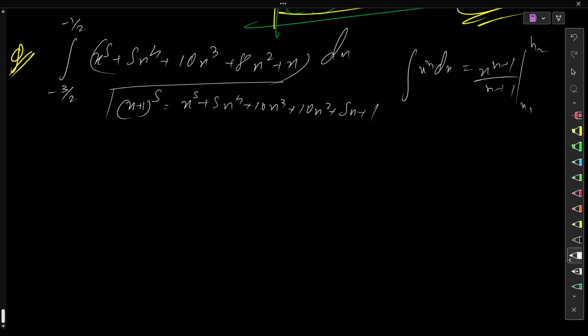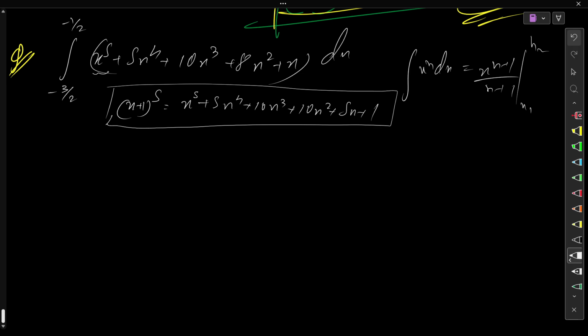So this is the expansion of x to the power of 5. One thing is sure, that there is something for x to the power of 5. So minus 3 by 2 to minus half.